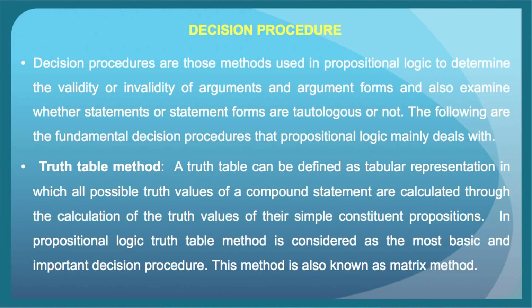What is the truth table method? I have already discussed it, but still I am saying here that a truth table method can be defined as a tabular representation in which all possible truth values of a compound statement are calculated through a calculation of the truth values of their simple constituent propositions. In propositional logic, the truth table method is considered the most basic and important decision procedure, and this method is known as the matrix method.